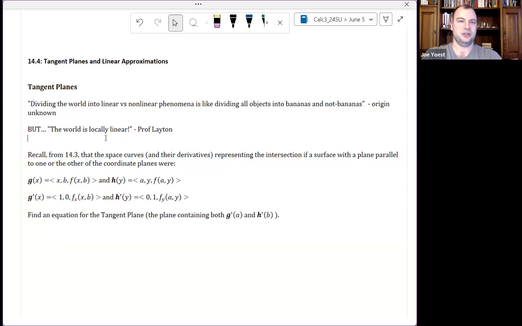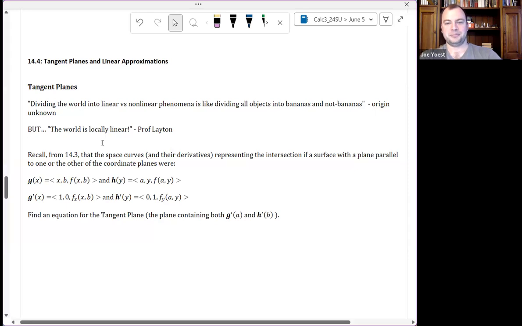This idea of local linearity is pretty similar to the idea of differentiability. I suppose depending on who you argue with, you might say it's essentially the same thing. You might say that there's a slight nuance that locally linear is a little bit different, but it's essentially the same thing.